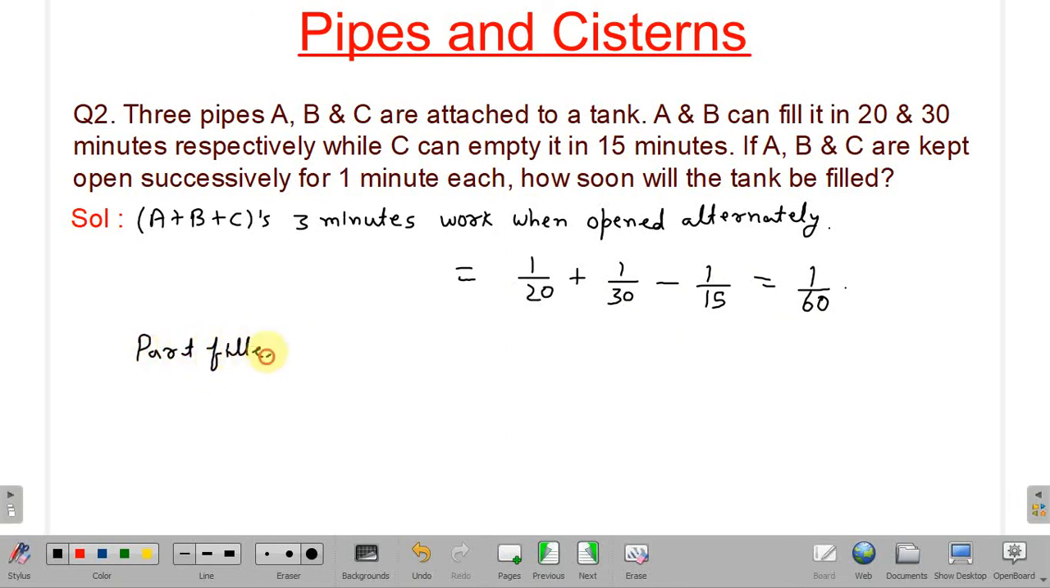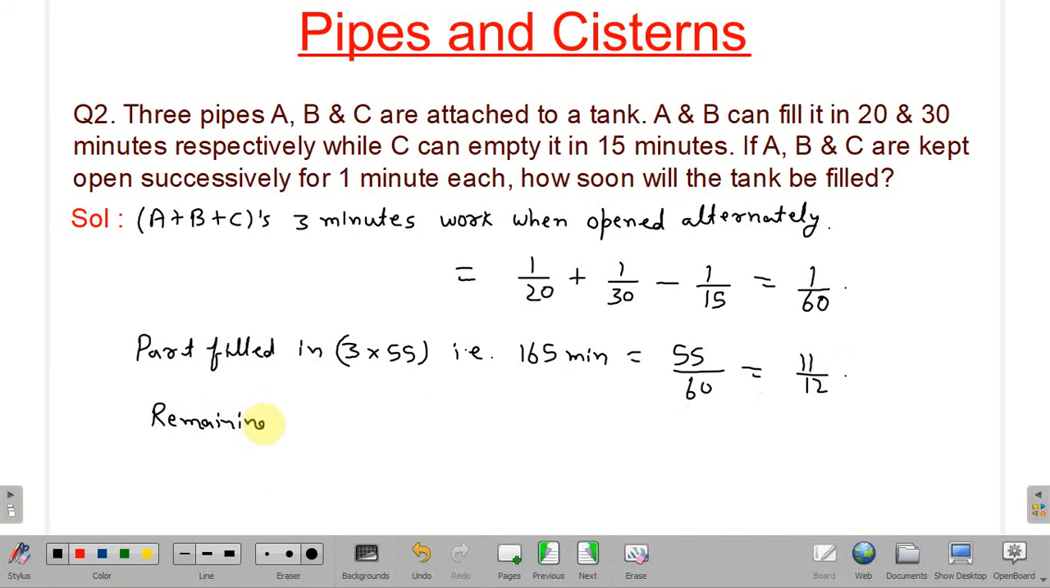Part filled in 3 into 55, that is 165 minutes, will be equal to 55 into 1 by 60. So 55 by 60 or 11 by 12 part will be filled in 165 minutes. So what will be the remaining part? See, remaining part will be equal to 1 minus 11 by 12. So it will be 1 by 12.